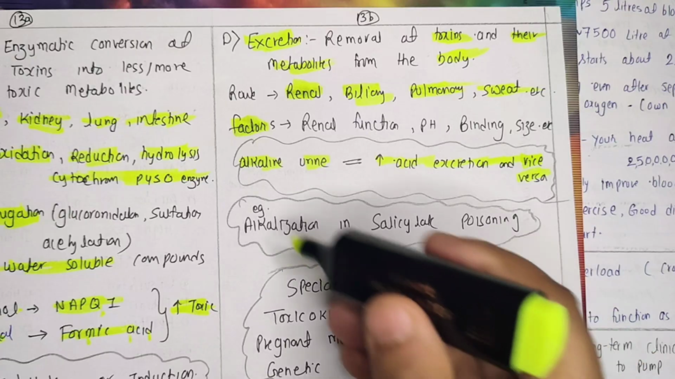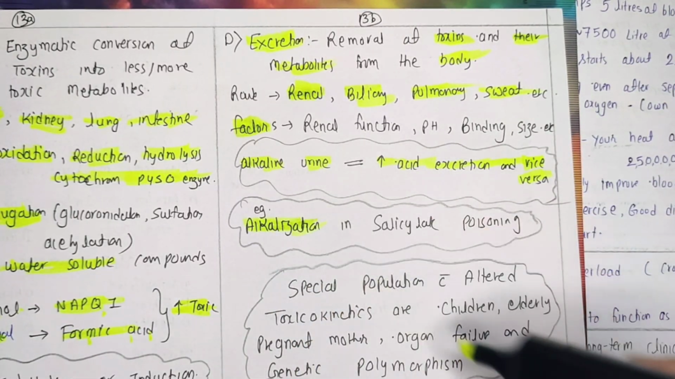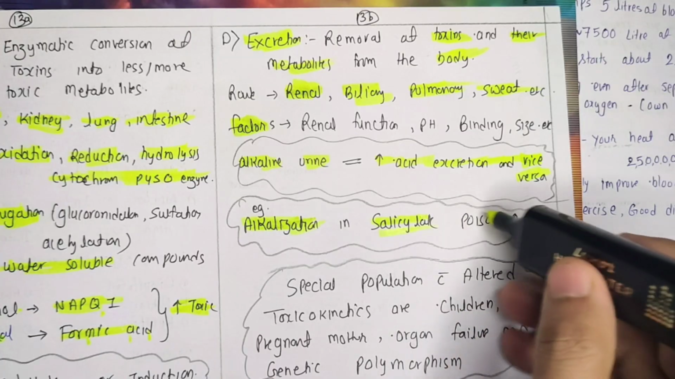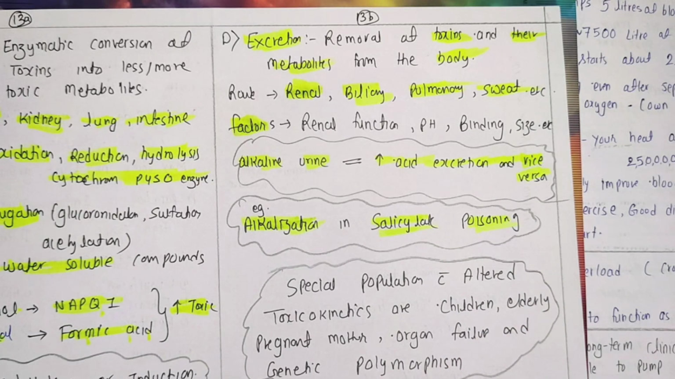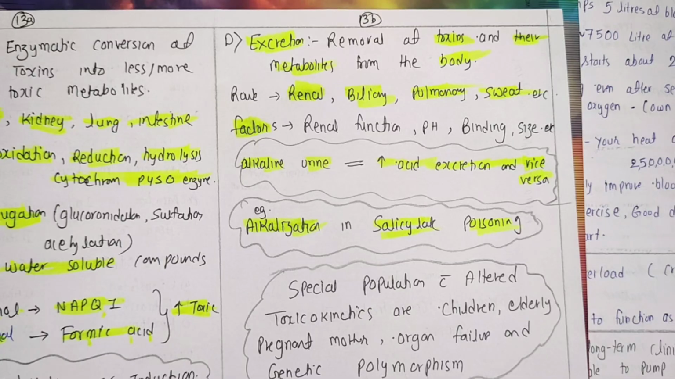An example where alkalization is required: we administer sodium bicarbonate in salicylate poisoning, because salicylate poisoning actually harms our body by inducing a lot of lactic acid. This lactic acid will make our body acidic, and if we are alkalizing our urine, these compounds will be easily excreted from our body.